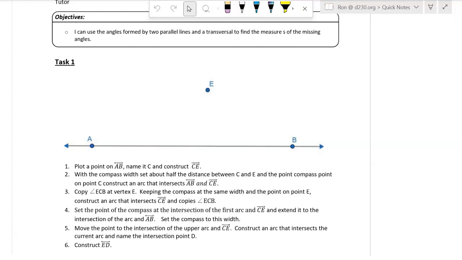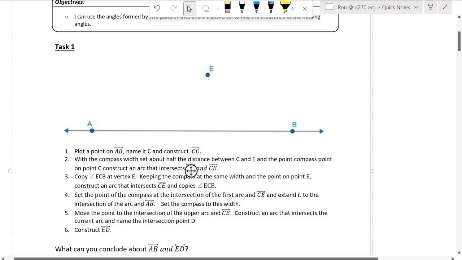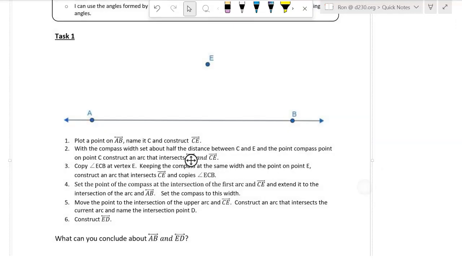Hello, Math One. So this lesson is on using the angles formed by two parallel lines and a transversal to find the measure of missing angles. Now, you don't have to follow these directions. I'm just going to go ahead and show you what you're doing.